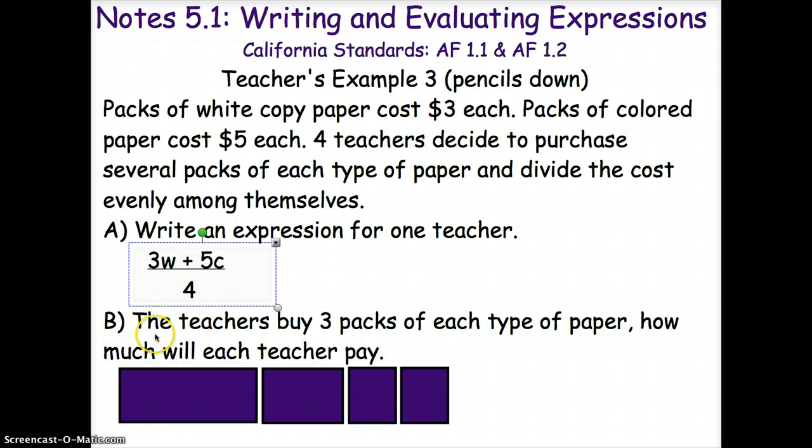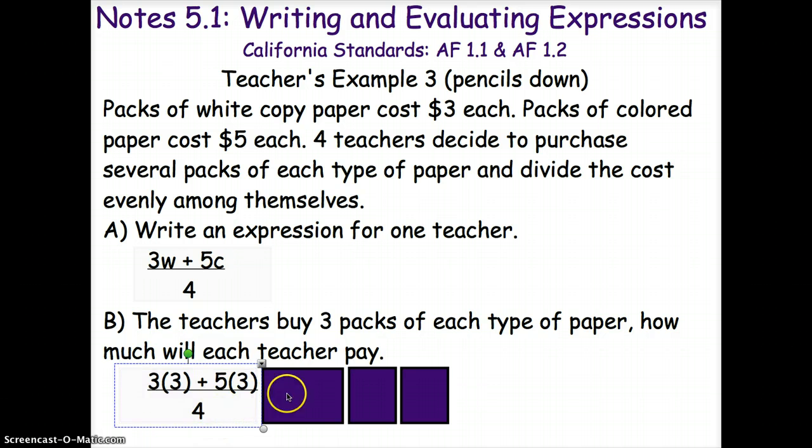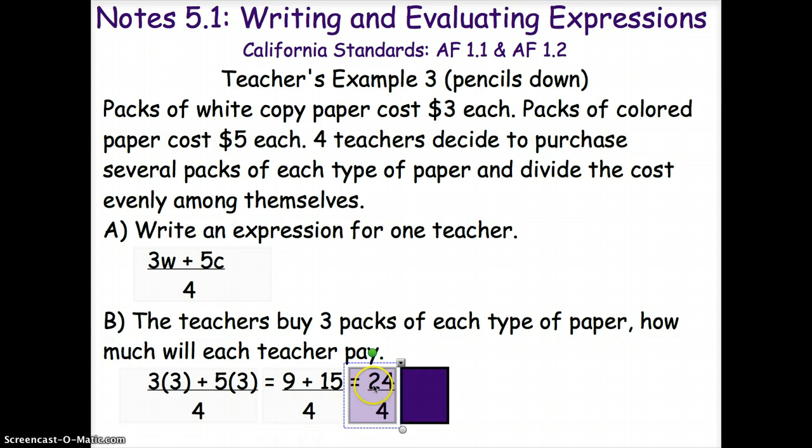Now when I go to problem B, teachers buy 3 packs of each type of paper. So notice both of my variables are going to represent 3. Then I do my multiplication. Notice I've got my grouping symbol, so I have to take care of everything in the numerator. And finally I can divide and I end up with $6 per teacher.